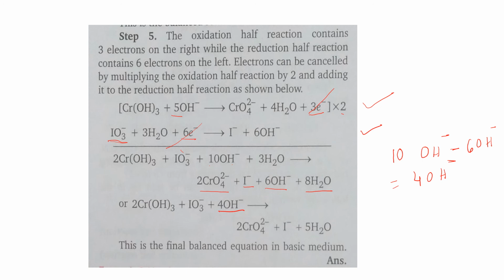And take the H2 in the right hand side. So in the right hand side we are having 8 H2O. With this, 3 H2O is coming as subtraction, 3 H2O. So we are getting 5H2O. So this is 5H2O in the right hand side. So the overall balanced equation is 2CrOH whole 3 plus IO3 minus plus 4OH minus giving you 2CrO4 2 minus plus I minus plus 5H2O. I hope you have understood.